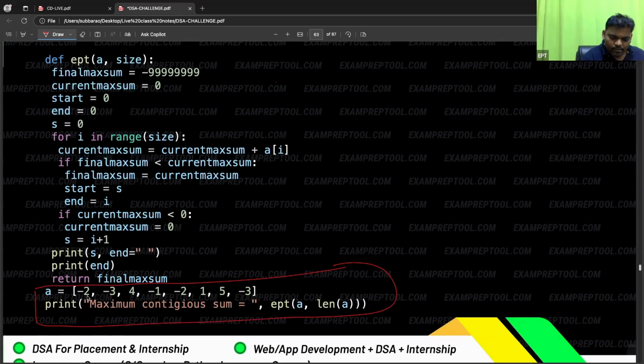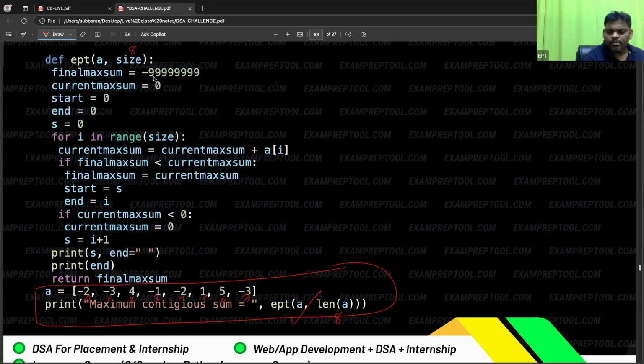This is the array. 0th place, first place, second place, third place, fourth place, fifth place, sixth place, seventh place. 0 to 7, total 8 people. So the array I am passing, the length of the array is 8. One array, 8 people are there.